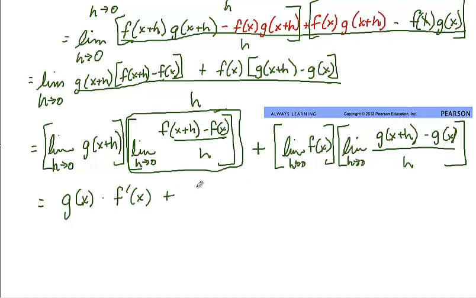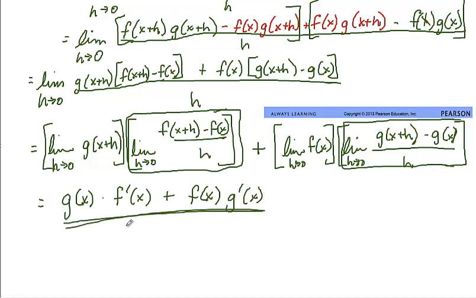Plus, replacing h with 0, that's f of x. This thing can't do much with it, but it is g prime. And there's the product rule right there. Now how can I use that?